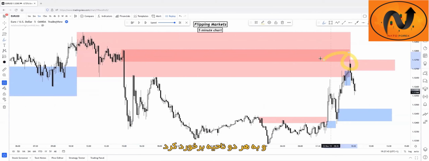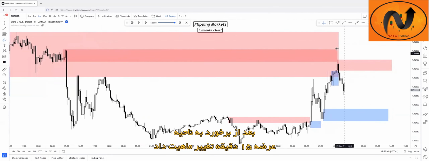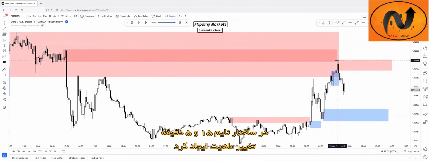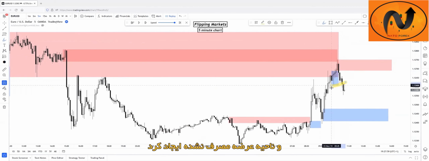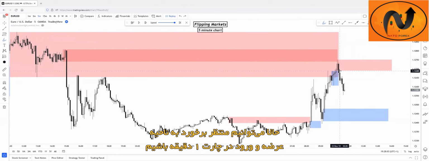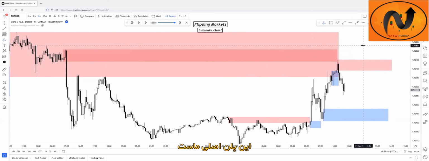Price tapped both of the zones, swept liquidity from this region, and changed character after the supply zone tap, the 15-minute supply zone tap. It changed character on the 15-minute and the 5-minute structure. After it created an inefficient push to the downside, swept liquidity, created a fresh supply zone, and we can wait for the supply to be tapped and enter on a 1-minute chart with 1-minute entry models. Whether it's a flip, a change of character, or a continuation, we will enter a trade. That's our master plan here.